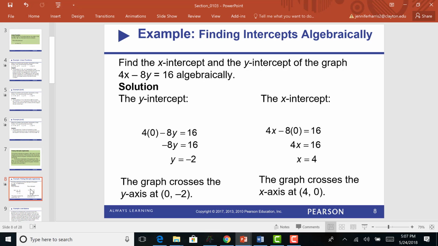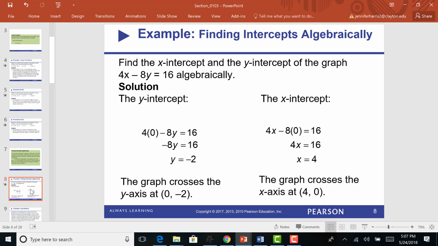Divide negative 8 on both sides. So the negative 8s cancel out. Y equals? So where does that line cross the y-axis? At negative 2. And sometimes they're going to ask you for the answer like that, or they might want you to write it as a point. How do you write negative 2 on the y-axis as a point?